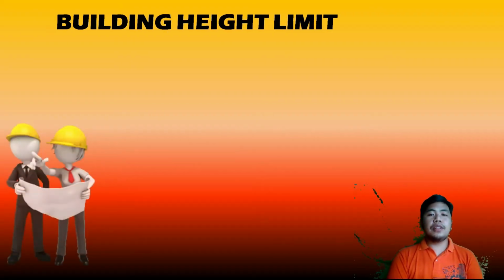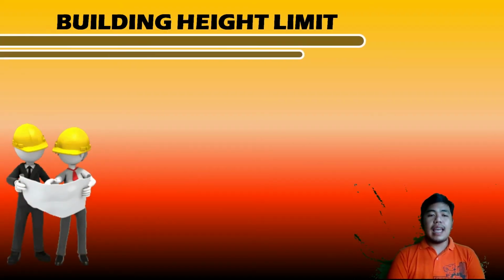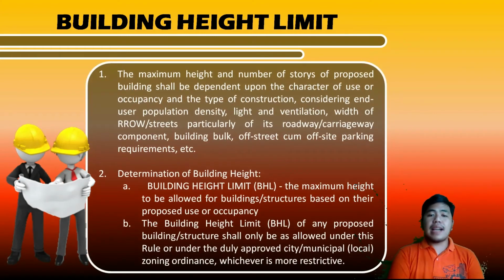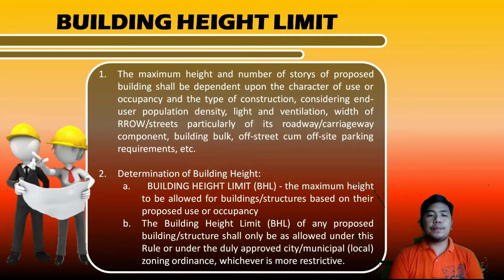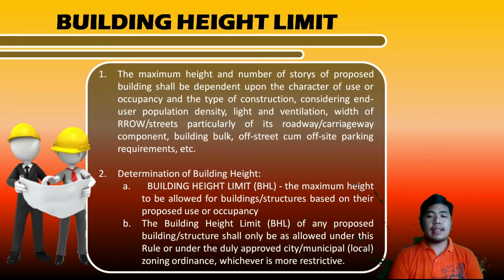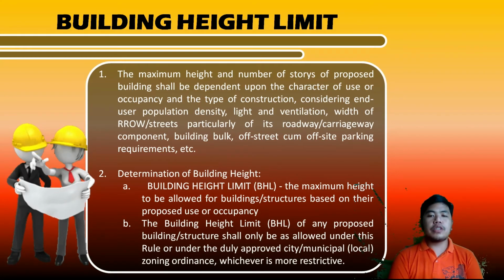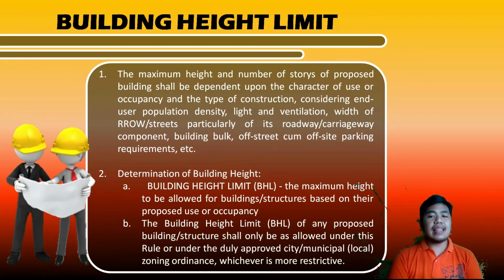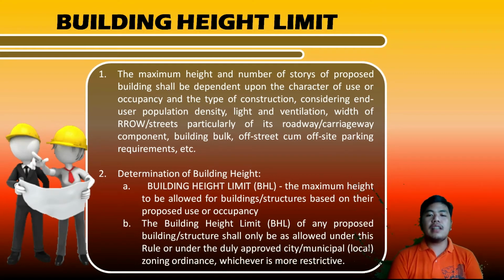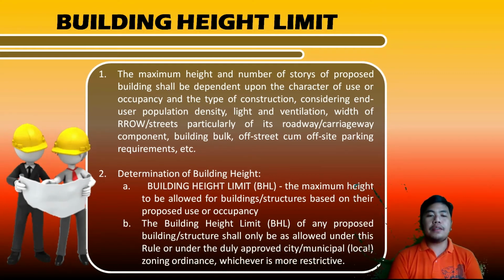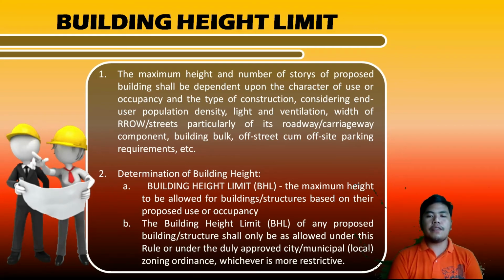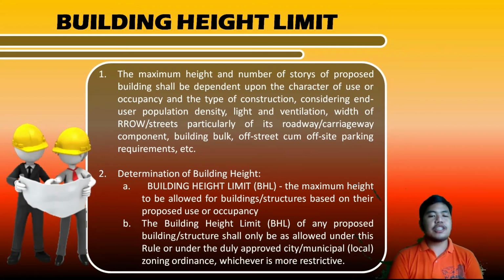Next, we have the building height limit. It states that the maximum height and number of stories of proposed building shall be dependent upon the character of use or occupancy and the type of construction, considering end-user population density, light and ventilation, width of the RROW streets, particularly of its roadway or the carriageway component, building bulk, off-street off-site parking requirements, and etc.